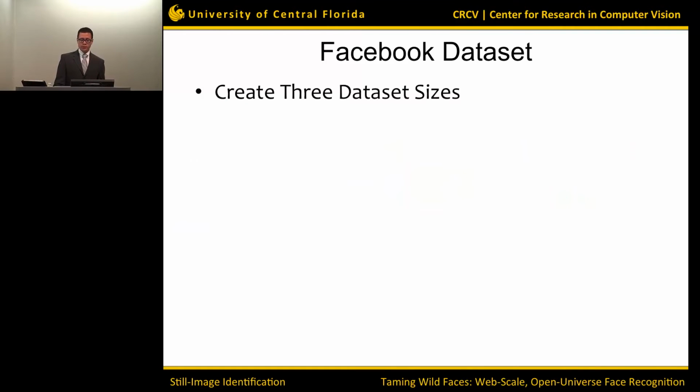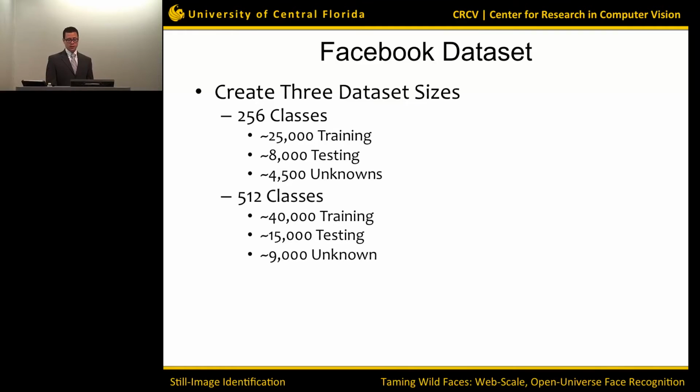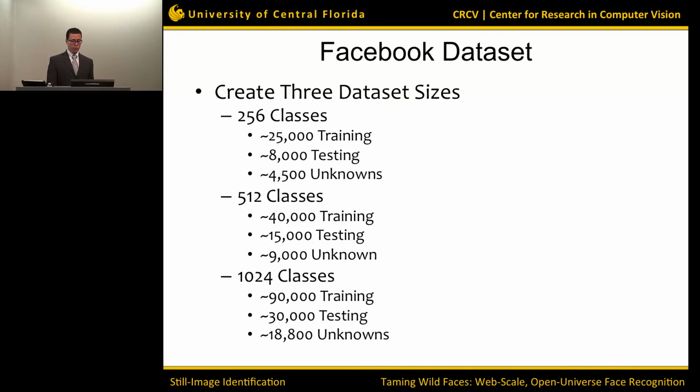So we create three data set sizes that mimic having different numbers of friends. The first being a group of 256 friends, and this results in about 25,000 training, 8,000 testing, and about 4,500 unknowns. We doubled this number of friends to 512, which almost doubles the number of images for each of these categories, and then we double it again for a total of 90,000 training, 30,000 testing, and almost 1,900 unknowns.